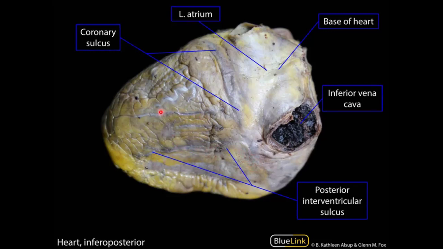Okay, this here most likely is the posterior vein of the left ventricle. Okay, and you can see it going to the coronary sinus. This is the coronary sinus still within the coronary sulcus. Okay, so that is that.